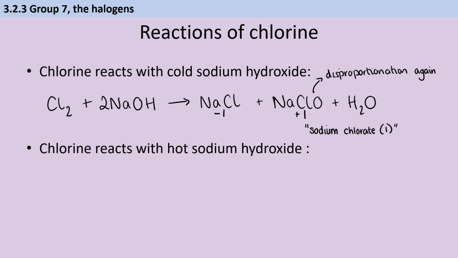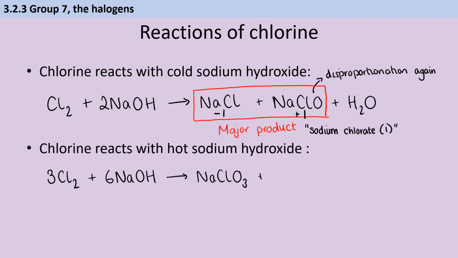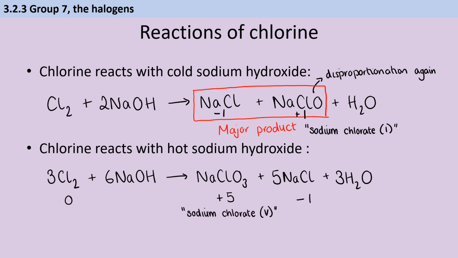This is sometimes referred to as sodium chlorate 1 to differentiate it from sodium chlorate 5, which we'll get to in just a second. So we have 2 major products here, and the sodium chlorate can be used for a variety of things, including making herbicides, explosives, dyes, cosmetics, pharmaceuticals, and paper. Then if the sodium hydroxide is hot, we have a different reaction going on, but this one is still a disproportionation reaction. So this time we have sodium chlorate 5, where the chlorine has an oxidation state of +5 instead.